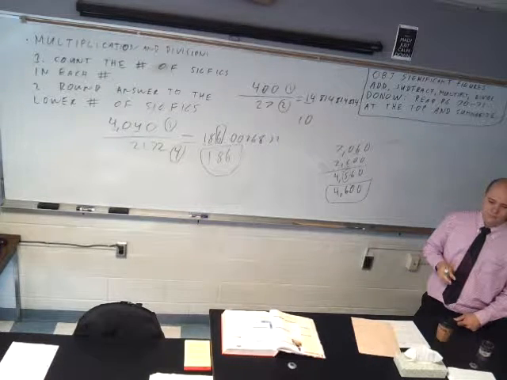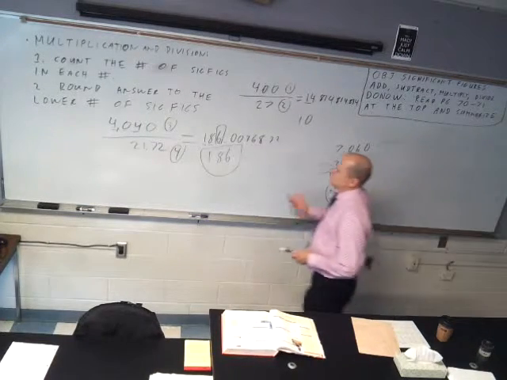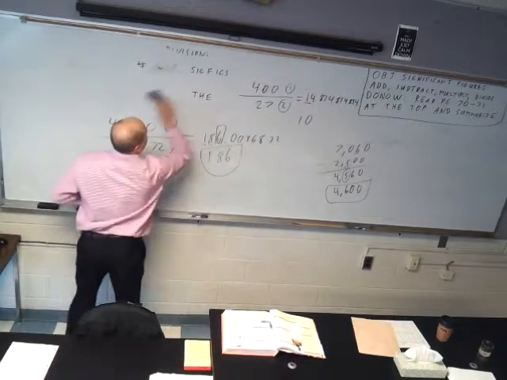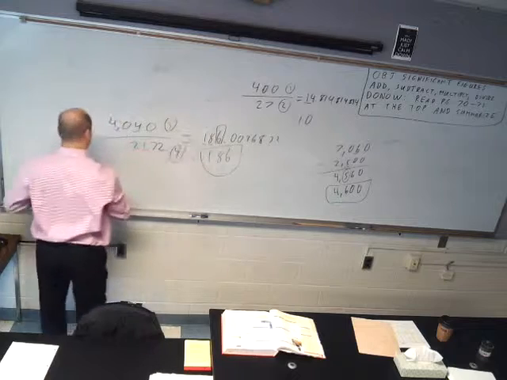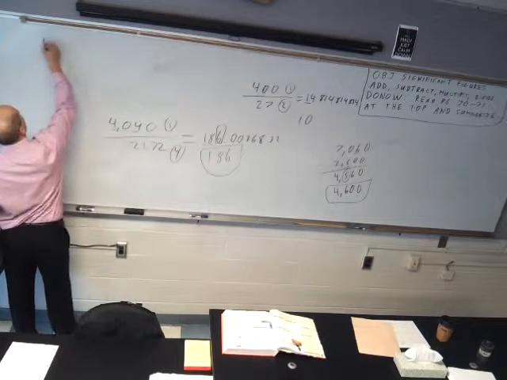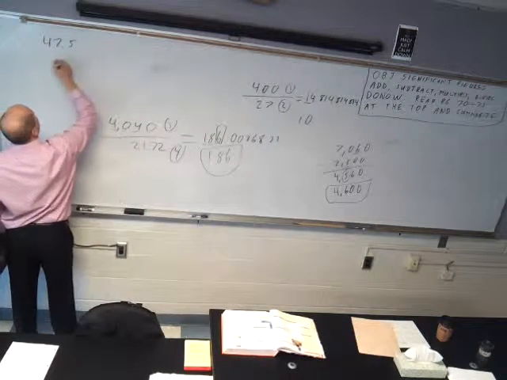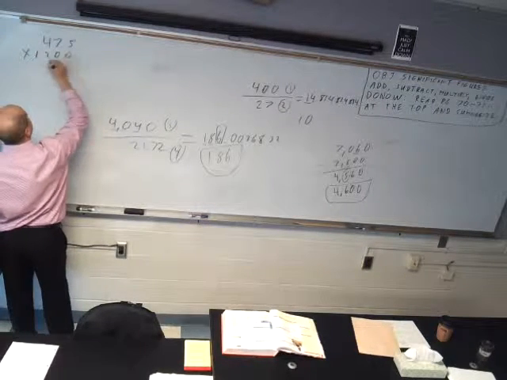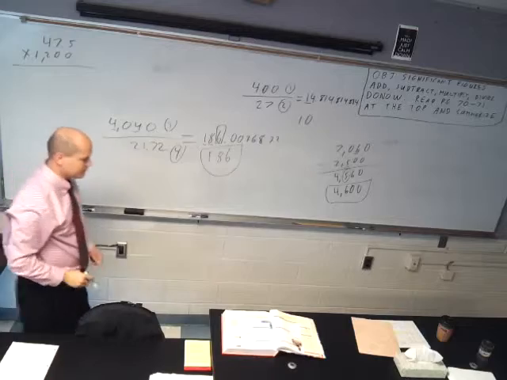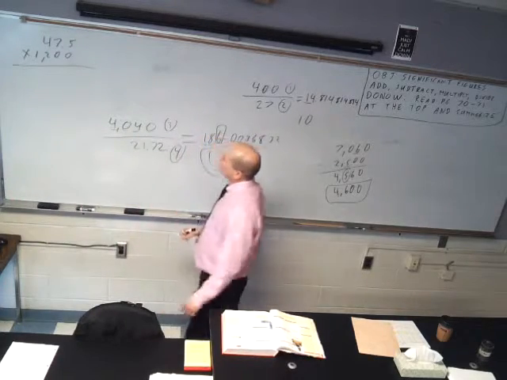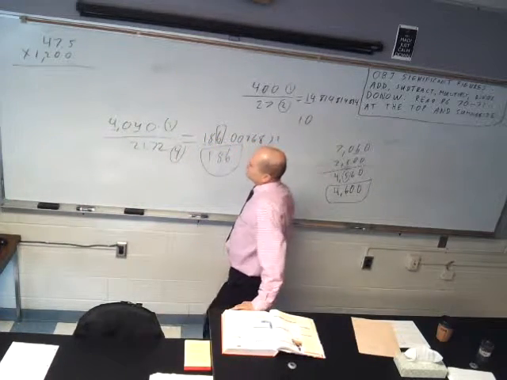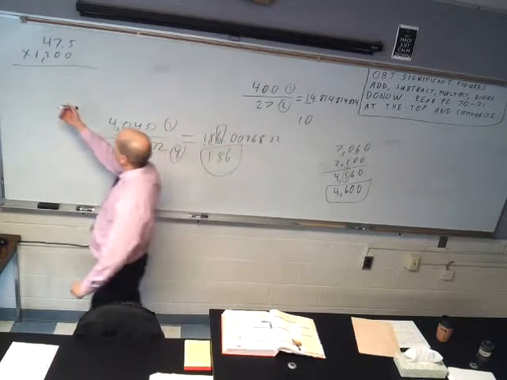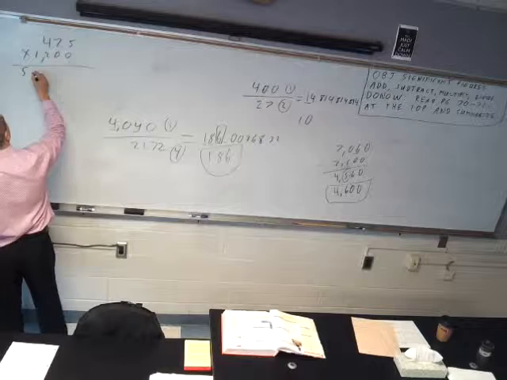You want to do another one? Yes. Do you want to do one more? Do 100 more. I got all day. No, one more. All right, multiplication or division? Surprise it. 47.5 times 1,200. It's 57. Exactly? Yeah. That's weird.